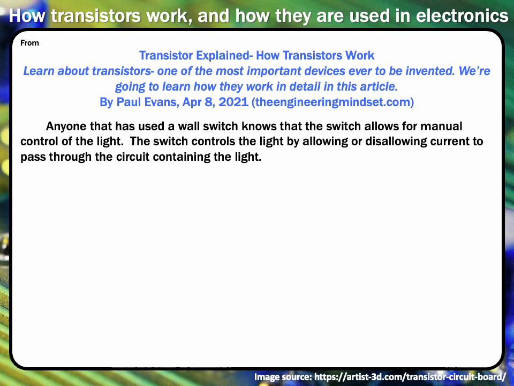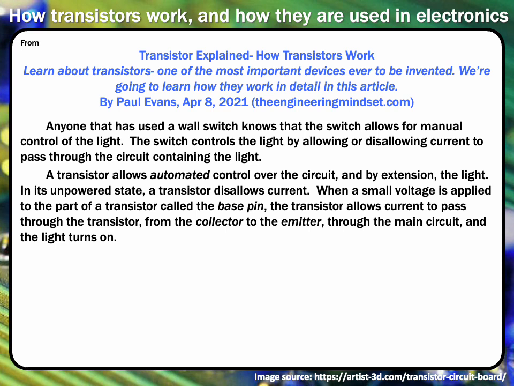Anytime you've turned a light switch on the wall, you know that that switch controls the light. And most people understand that it either allows current to pass through the light or it doesn't. It's essentially connecting a wire inside of the wall behind the light switch.